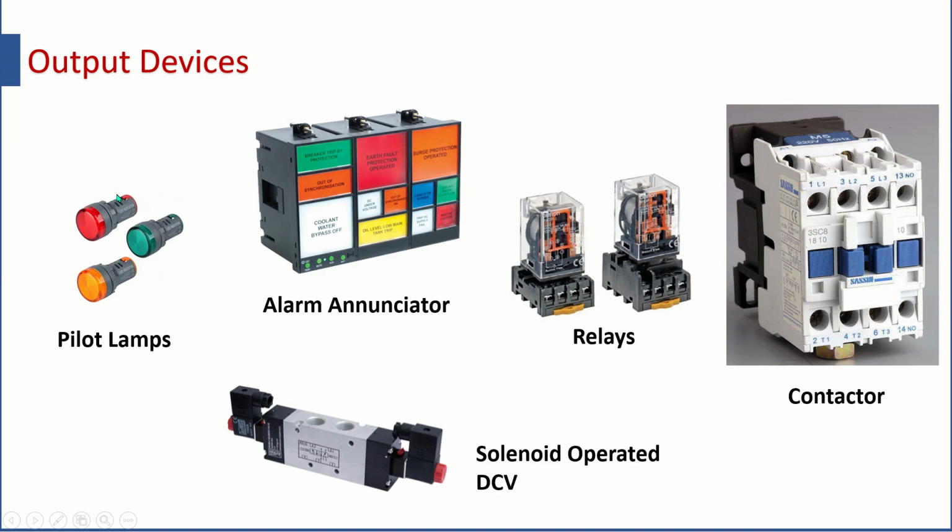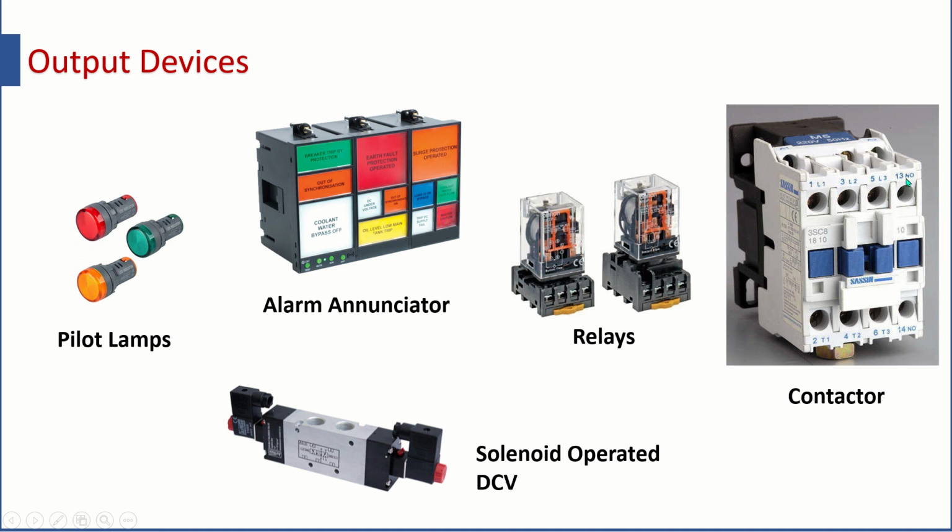We will see some of the very common output devices. These are the pilot lamps. This is the alarm annunciator, which is very much used in process control industries. They are the relays, our best friends. This you can see is a contactor. You can see this is line 1, line 2, line 3, and terminal 1, terminal 2, terminal 3. That means that this contactor can be used for three-phase applications.